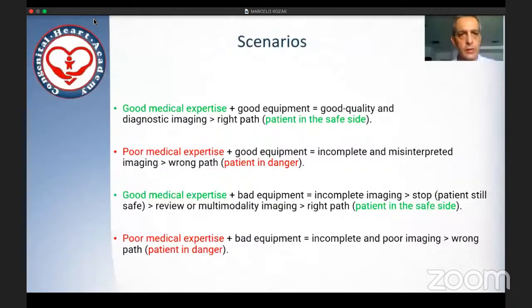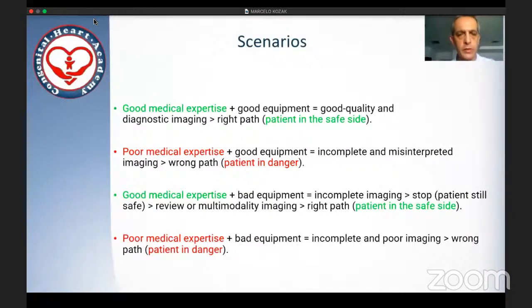There are some scenarios that I have thought about. You can have good medical expertise and good equipment. You're going to generate good quality diagnostic imaging. The patient is on the right path and on the safe side. If you have poor medical expertise and good equipment, you have incomplete imaging. Your patient is on the wrong path and he or she is in danger.